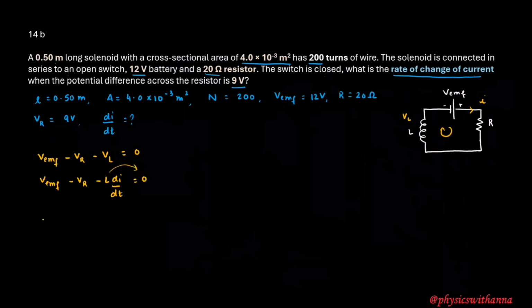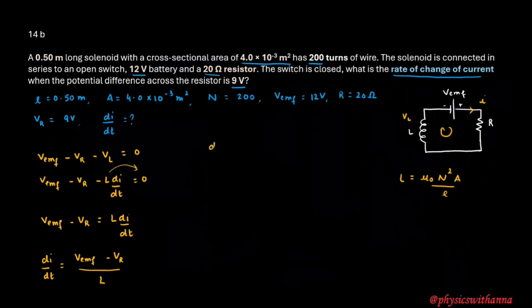Move this to the other side. VEMF minus VR equals L di over dt. We need to find di over dt, so divide by L. Di over dt becomes equal to VEMF minus VR over L. Now L we found from the previous problem is equal to mu naught capital N squared A over l. And if you want to know how we got here, you can look at the previous problem in the video.